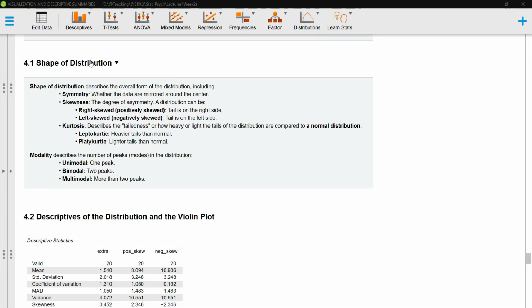Let's talk about the shape of distribution. The shape of distribution describes the overall form of the distribution, including symmetry or asymmetry, or sometimes skewness. All those three things are like opposite sides of the same coin. Symmetry is whether the data are mirrored around the center, like the flipped image of the other half, right? And skewness is the degree of asymmetry. Right skewed is positively skewed. Left skewed is negatively skewed.